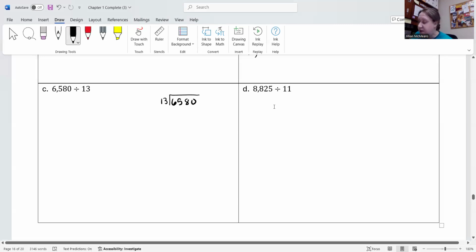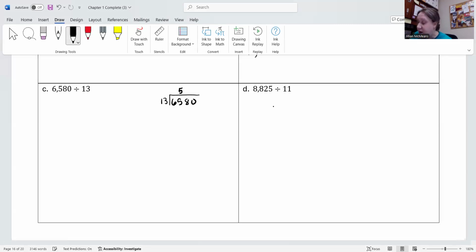So we would say 13 into 65 is 5. 5 times 13 is exactly 65. So we subtract, we get 0. We drop down the next digit in line, which is an 8. And remember, once you drop something down, you have to do a full cycle of multiplication. So you have to put something in the quotient.